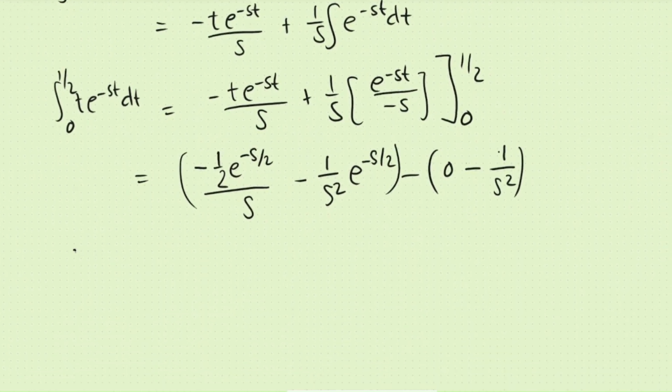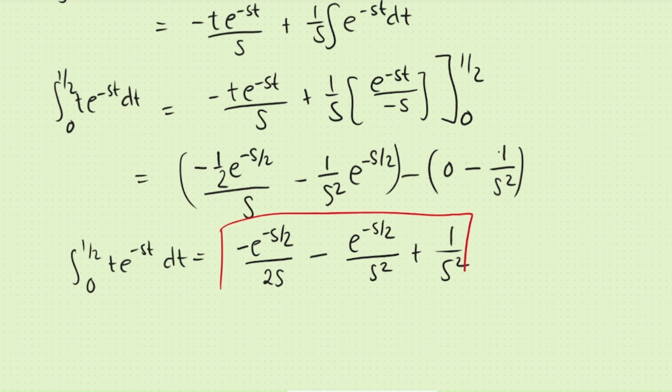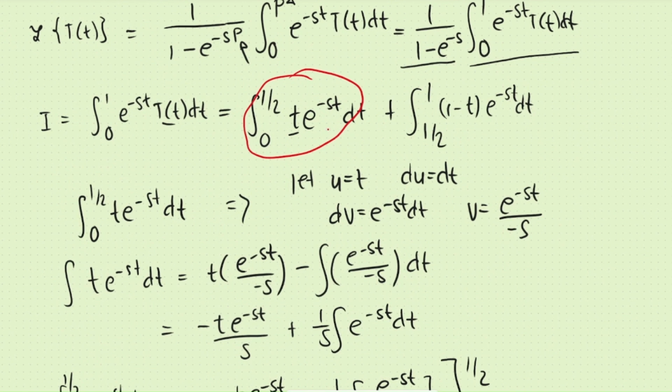And now we have our first half, which is the integral from 0 to 1/2 of t e to the negative st dt. We can bring this down and let it sit beside s, minus e to the negative s over 2 over 2s. Okay? Minus e to the negative s over 2 over s squared. Minus times minus is plus, so 1 over s squared. So we have our first half. We found our first half. This one here, we found it.